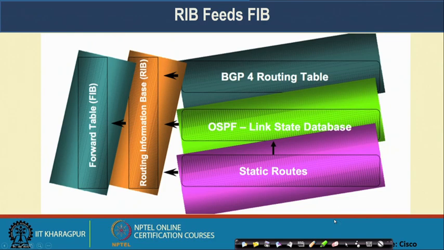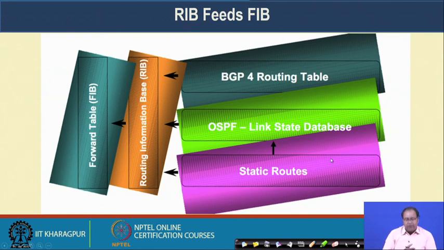Now, this RIB feeds the FIB. You have multiple routing algorithms, and every routing algorithm may have its own routing table. You have the BGP routing table, you have OSPF that contains the link state database, and you have the static routes which a network programmer inputs manually. All this information feeds the routing information base, and from the routing information base, whenever required, the information is copied to the forwarding information base in the TCAM hardware.